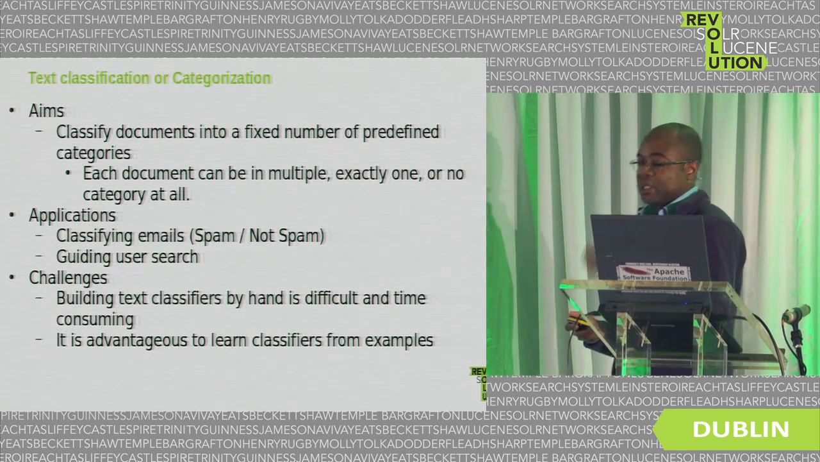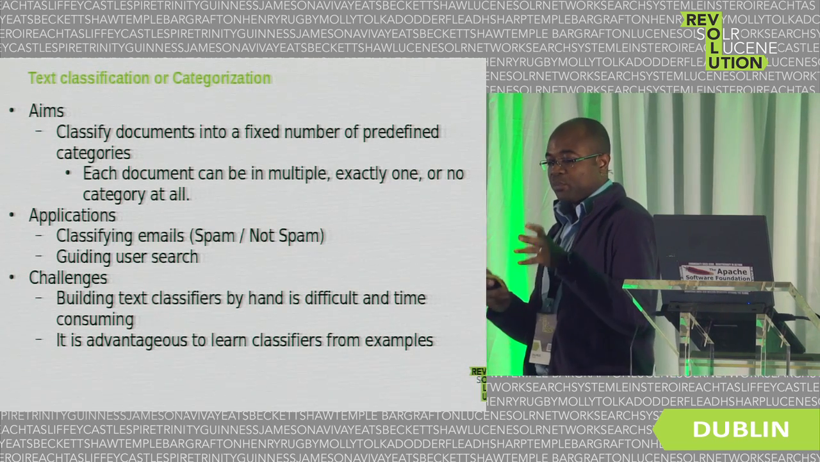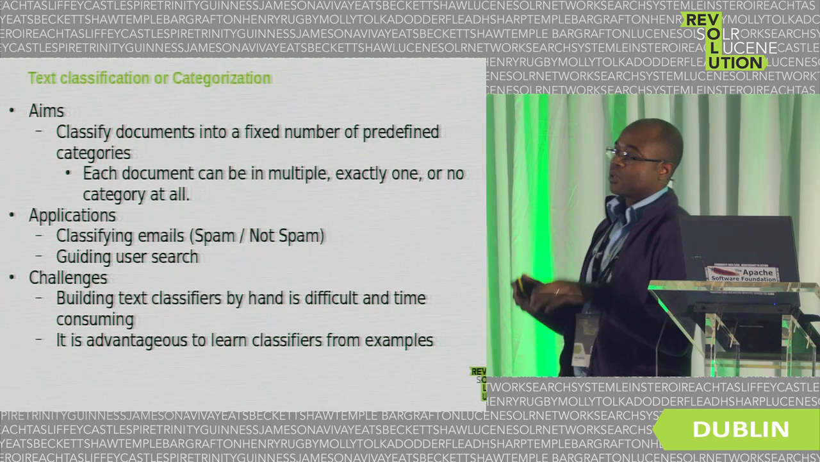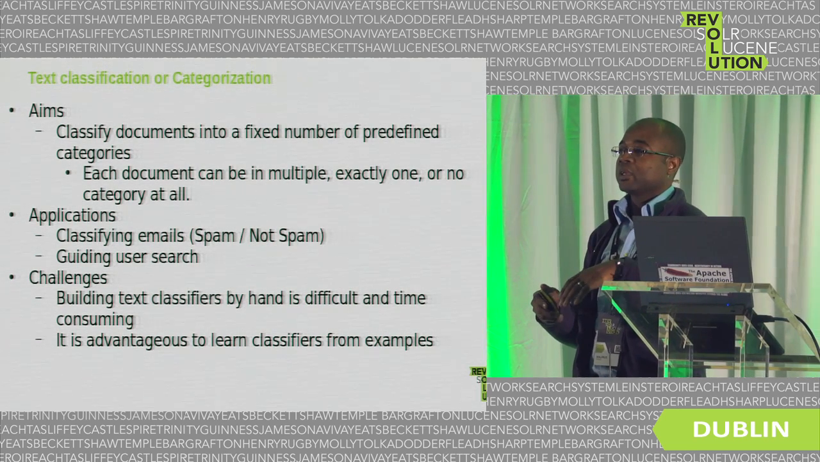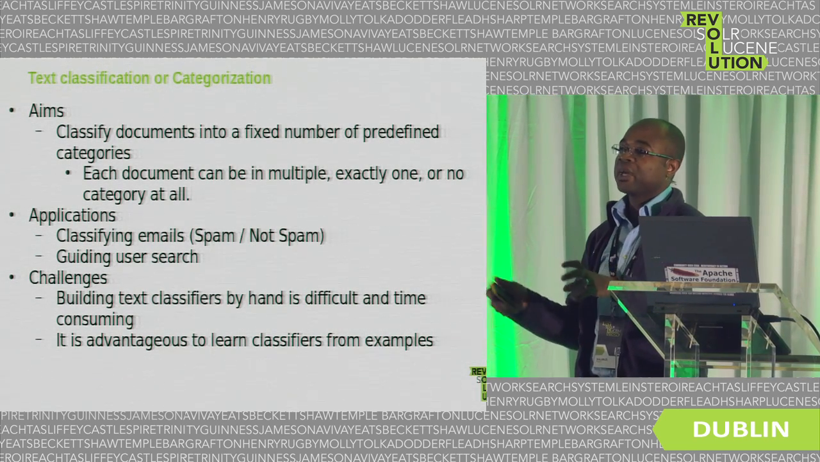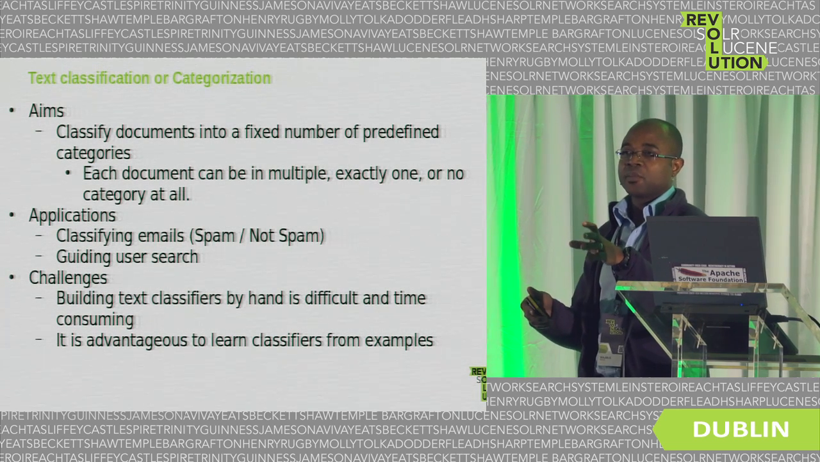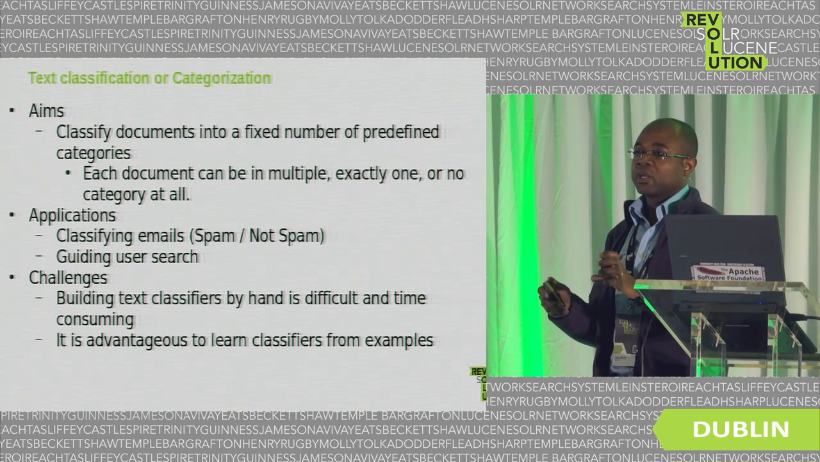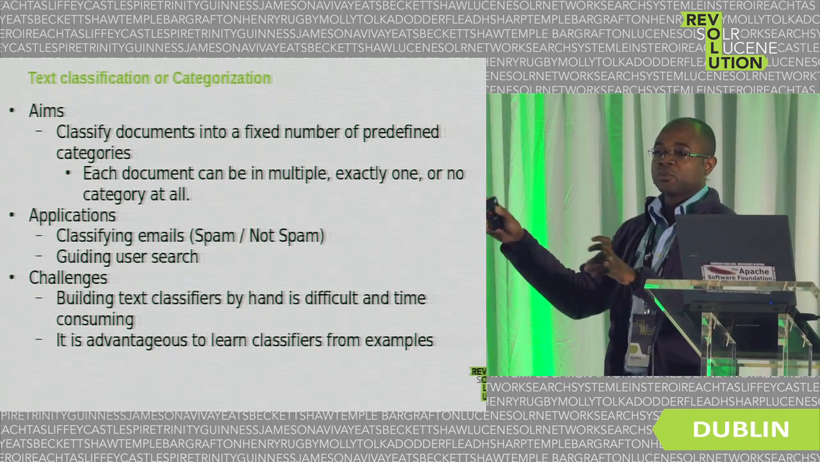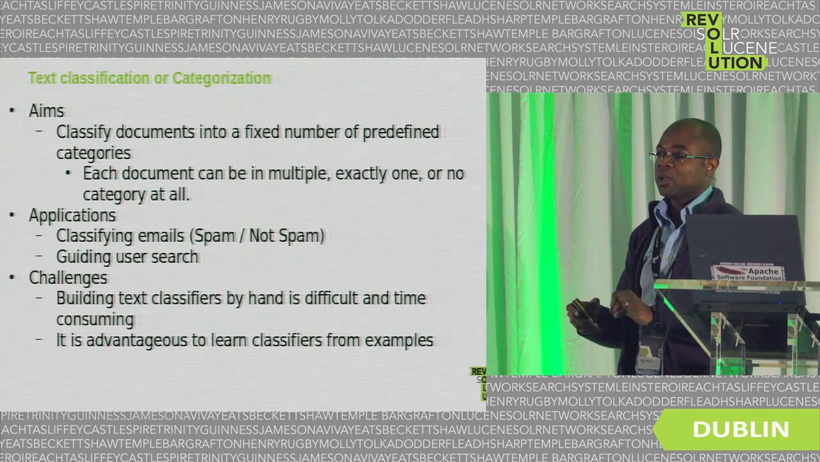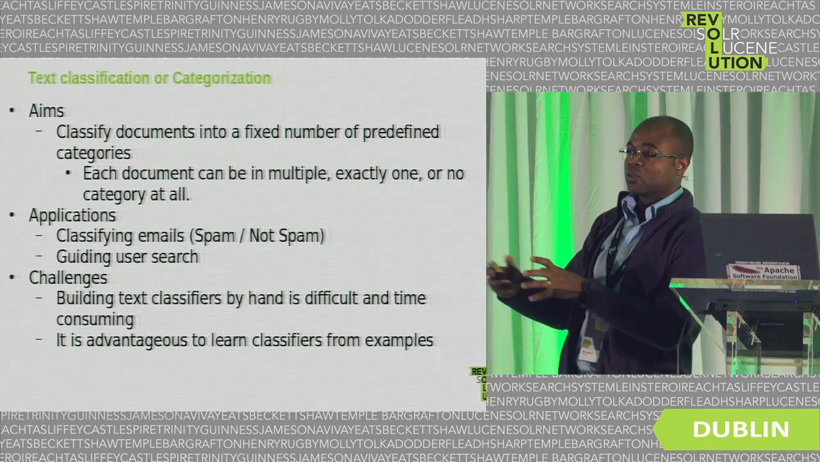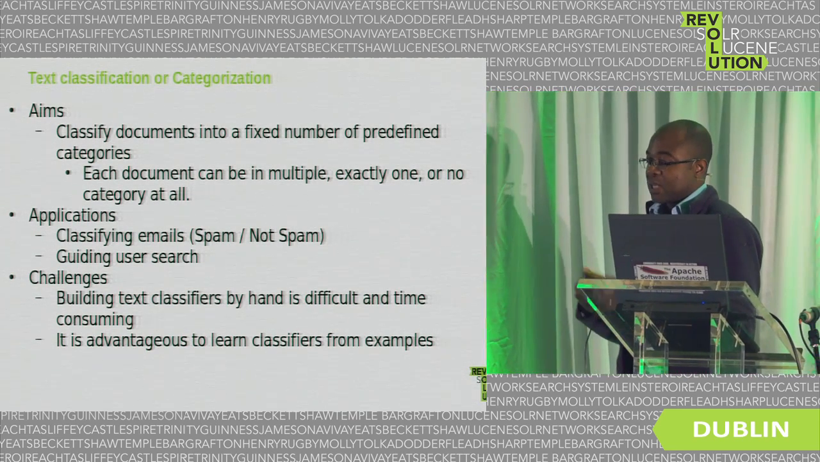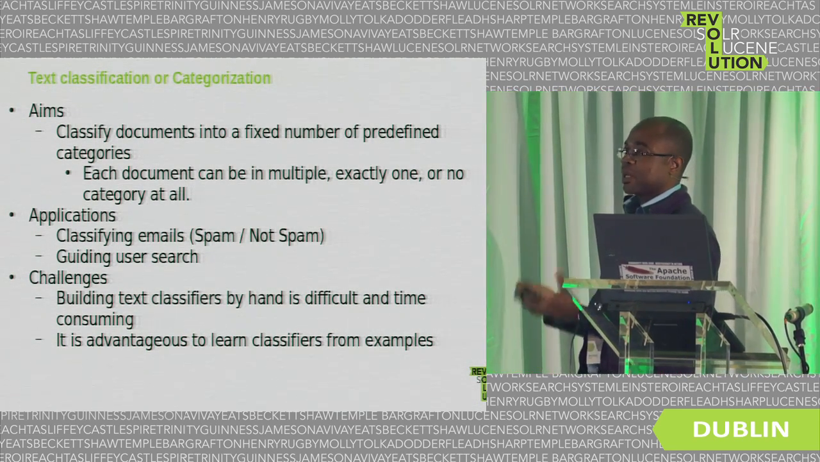But this comes with many challenges. First, you can't build a text classifier by hand. It is very difficult and time-consuming. This morning we saw that at CareerBuilder they have 2.5 million job postings every month. If they said, okay, come and label each document, saying this is a Java job, this is a .NET job, and you have 2.5 million documents like that, you just couldn't accept the job. And so it is advantageous to learn a classifier from examples.